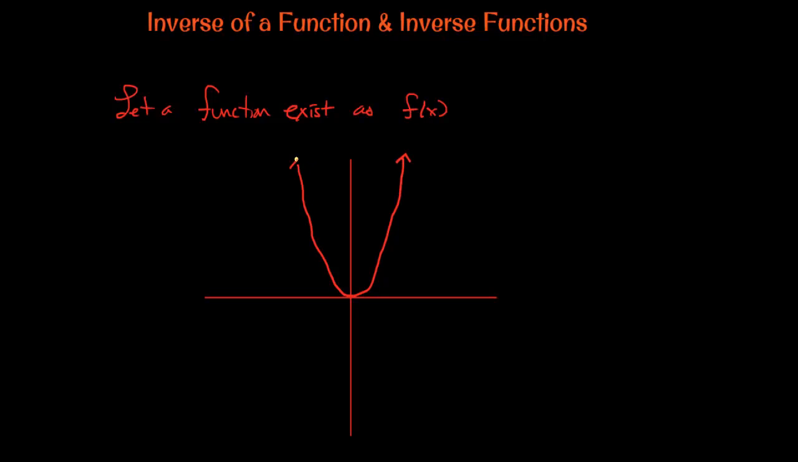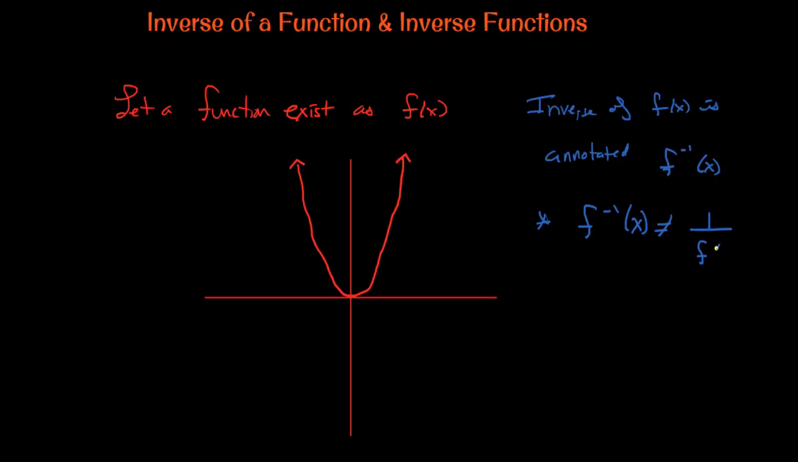The way that we denote the inverse function, we're going to say that the inverse of f of x is annotated f superscript -1 of x. But remember, I'm going to put a little star here because this is important. F -1 of x does not equal 1 over f of x. This is special notation to indicate an inverse function, the inverse of f of x.